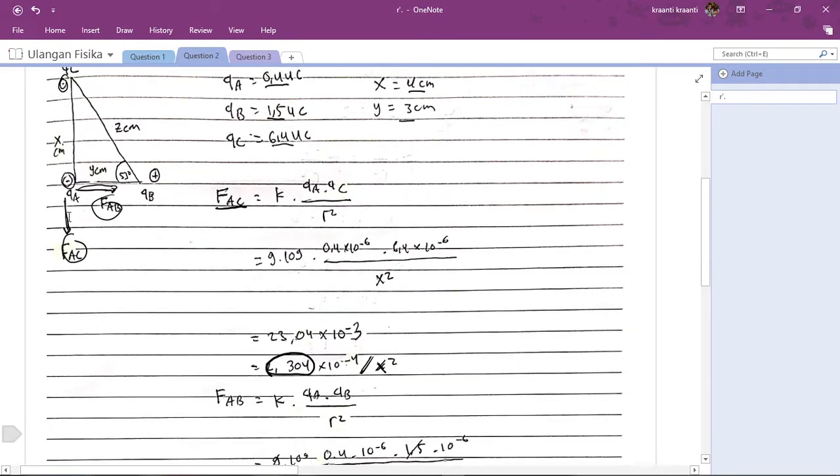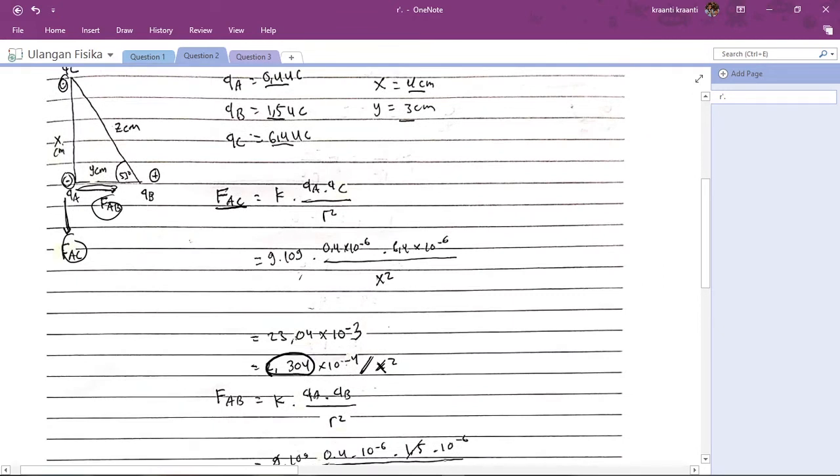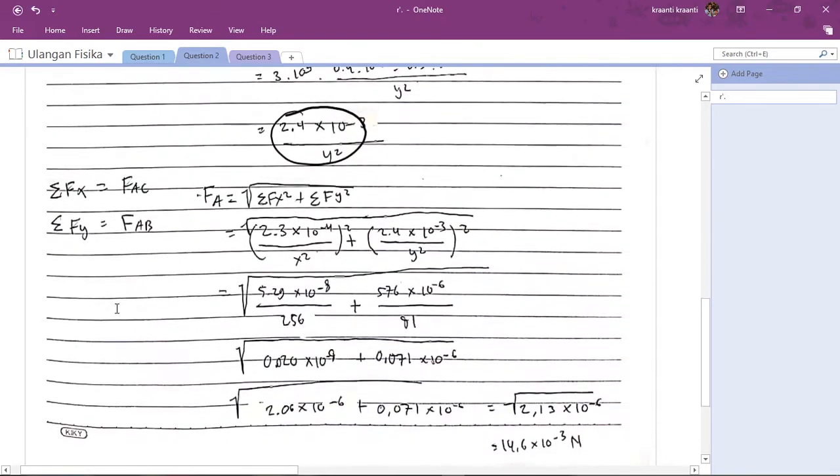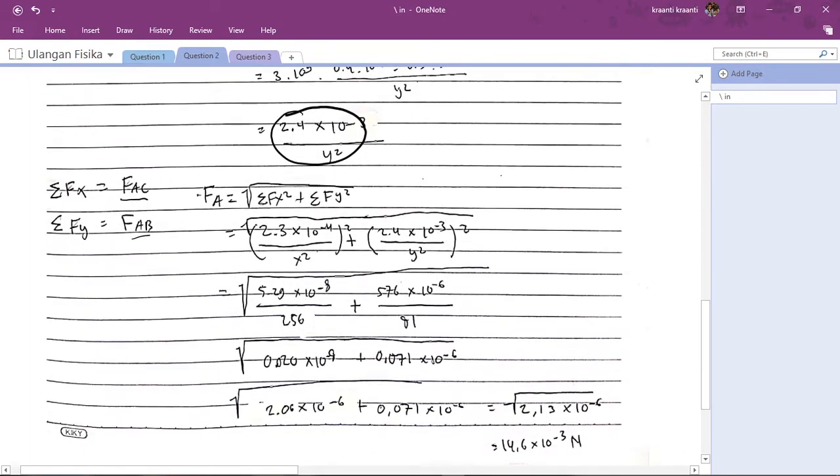Okay, so because we will need to find the vector resultant, the total vector, from the Fx, from the x, the vector is equal to FAC because there is no other vector, and the sigma Fy is equal to FAB. So sigma Fx is equal to FAC, sigma Fy is equal to FAB. And then the FA, or the total that we wanted to find, the amount of the coulomb force, we use this vector formula where FA is equal to square root of sigma Fx to the power of 2 plus sigma Fy to the power of 2.